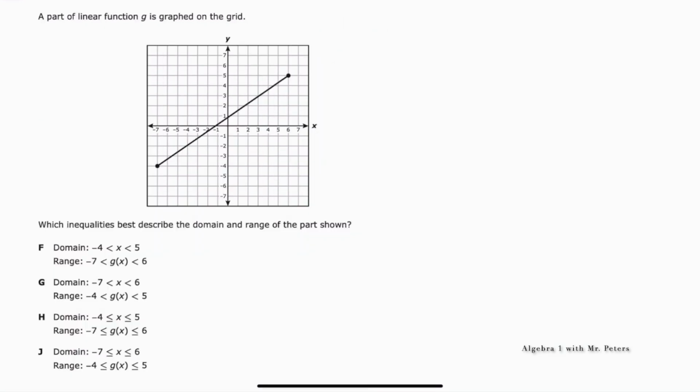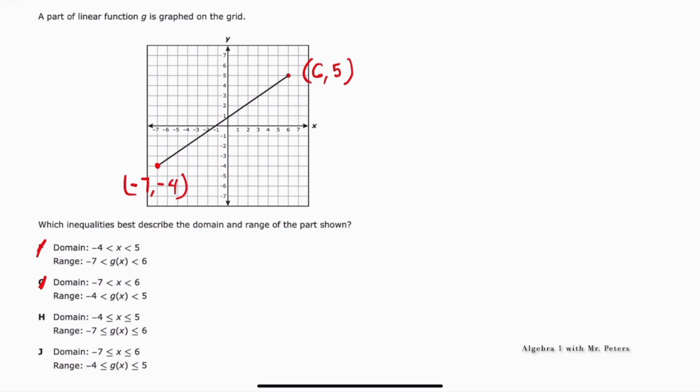Problem number 2, we have to be mindful that our graph has endpoints. That line has endpoints. So the best way to solve this, I would say, is let's write the coordinates for each of these endpoints. First endpoint is (-7, -4). And then my second endpoint is going to be (6, 5). So because those endpoints have closed circles, right? Our inequality should be greater than or equal to or less than or equal to. That or equals to sign should be there. So F and G are gone.